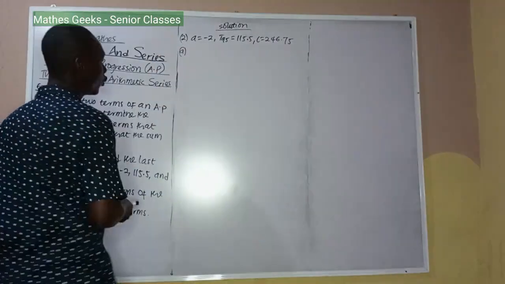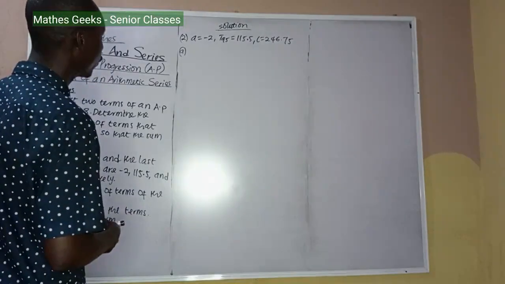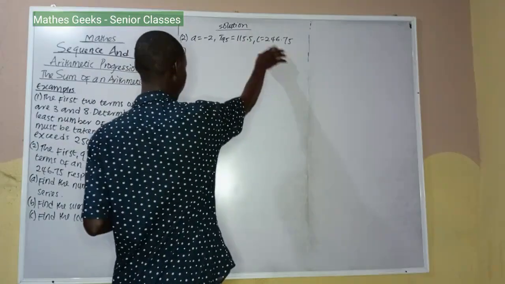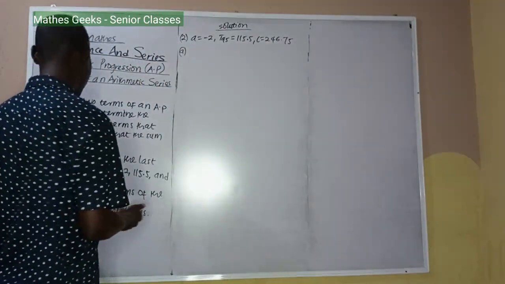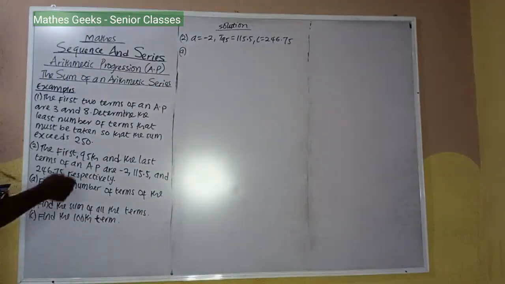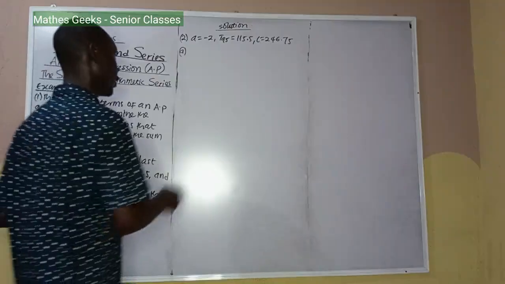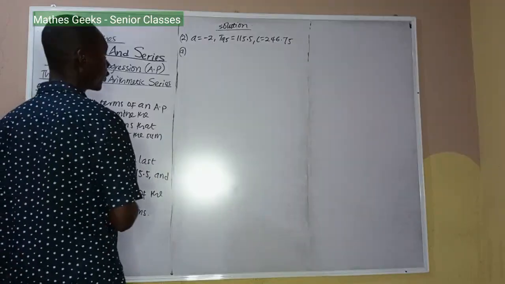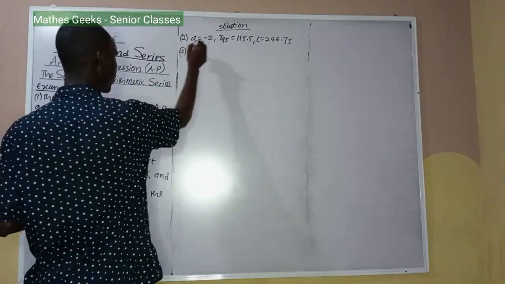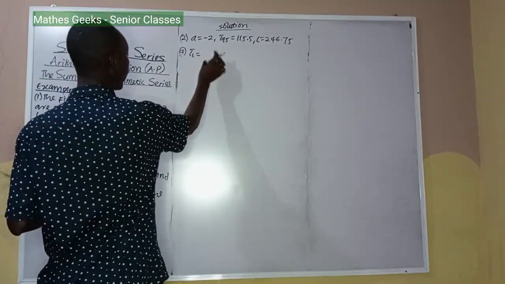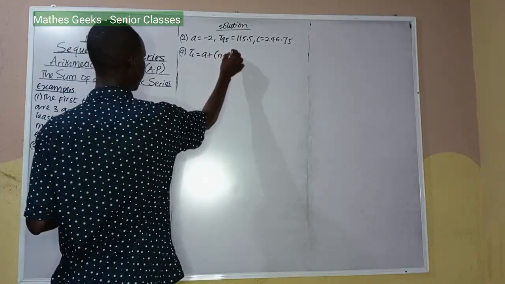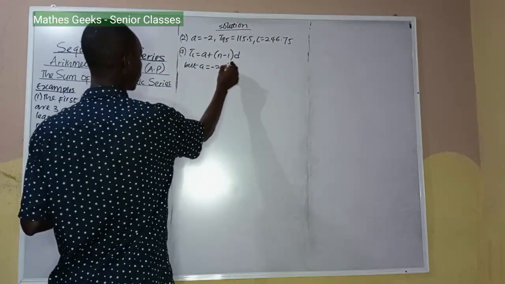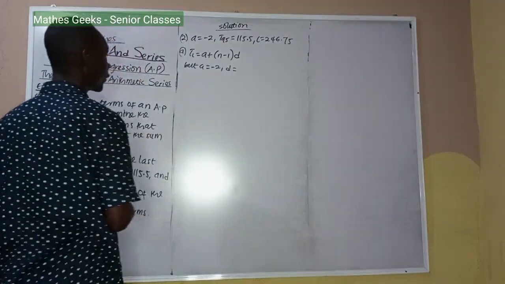So we're not told to look for the sum, we're only told to look for the number of terms. This means the last term is 246.75, which means if the total number of terms that make up the sequence is n, then the nth term, which is the last term, is 246.75, but we don't know n, so we are going to look for the number of terms. Since the last term is given to us, we are going to say TL is equal to a plus n minus 1 d, but a is equal to minus 2 and d is unknown. First things first, we need to get our common difference.